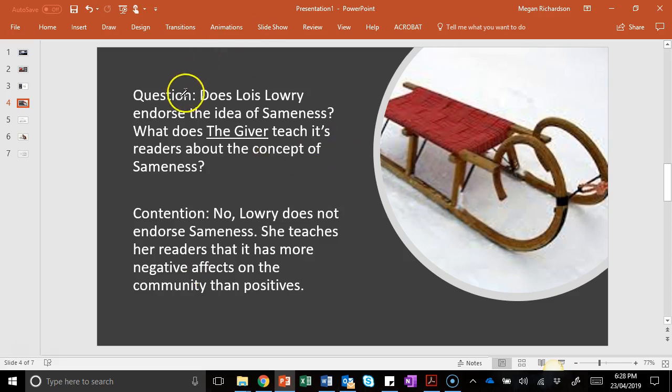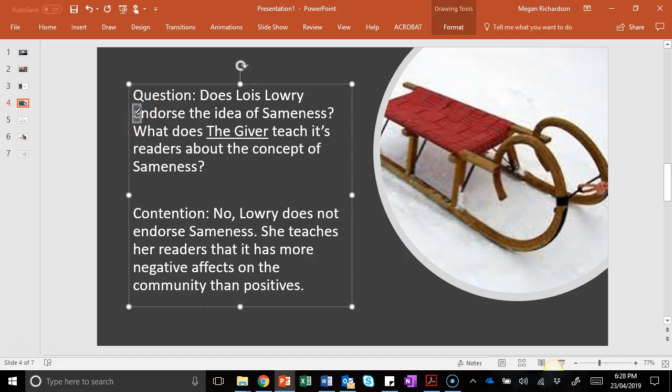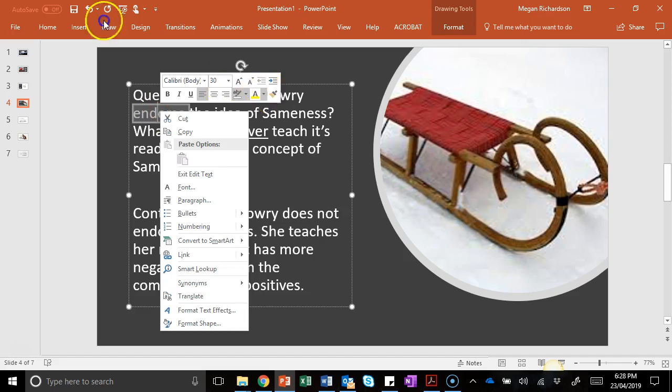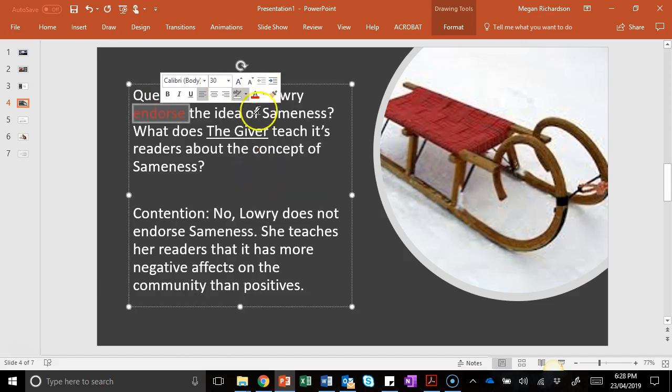So let's have a look. We've got the question here. Does Lois Lowry endorse the idea of sameness? What does The Giver teach its readers about the concept of sameness? And we said the keywords were endorse, sameness, we said was a keyword.